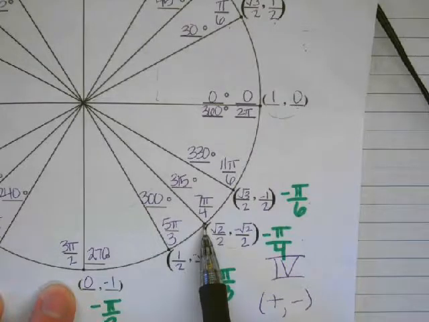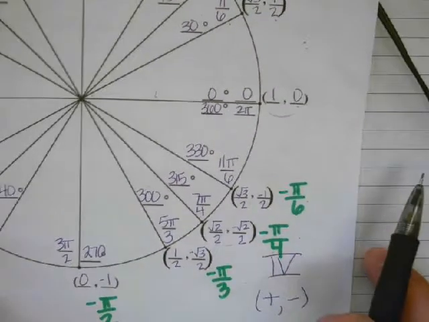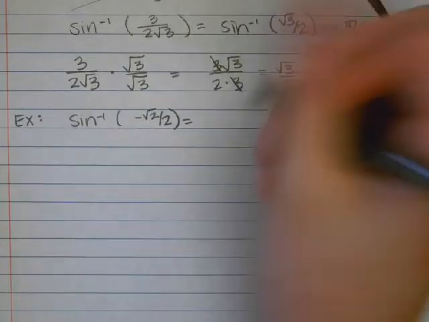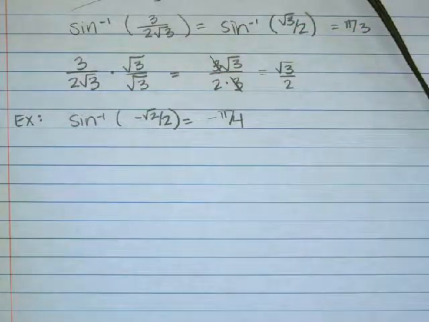But since I'm dealing with inverse functions, that cannot be my answer. The answer that I have to use is negative pi fourths. So this equals negative pi fourths.